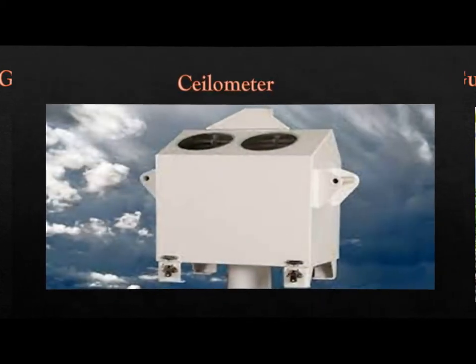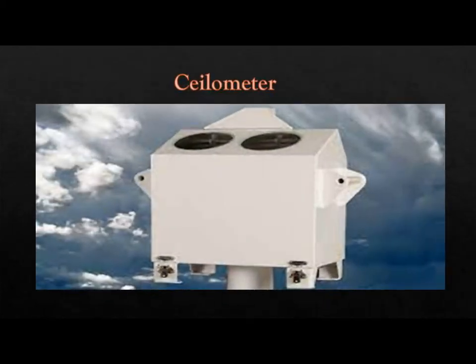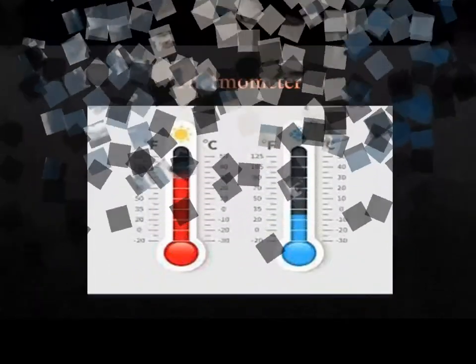Now the next one I'm going to talk about is a really sophisticated instrument. Like its name, its function is also very impressive. It measures the thickness and the height of the cloud. Its name is the ceilometer. A ceilometer uses a laser light or other light to determine the height of a cloud.